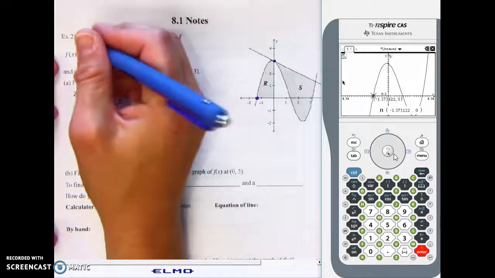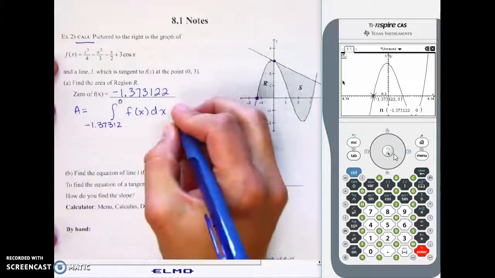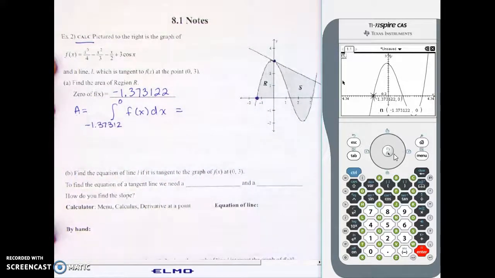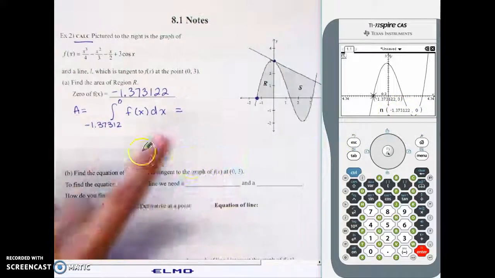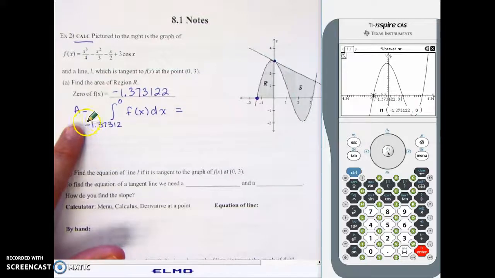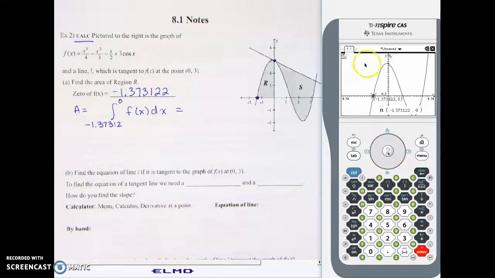Okay. Since this is a calculator, you need the setup and then you can find the answer. But you have to write it down. If you just wrote the decimal answer, that would be wrong. So you have to tell the grader, I am finding the area from here to here under this function, and then we'll write the answer.